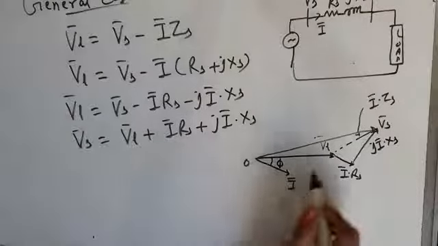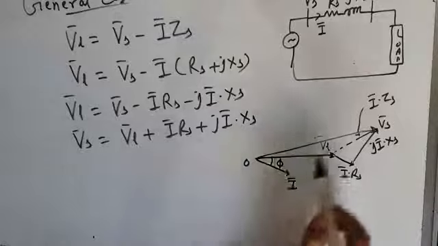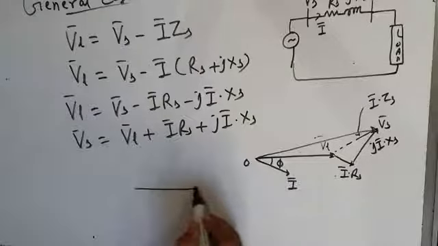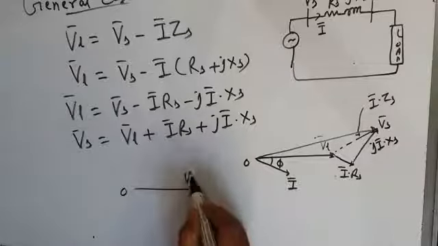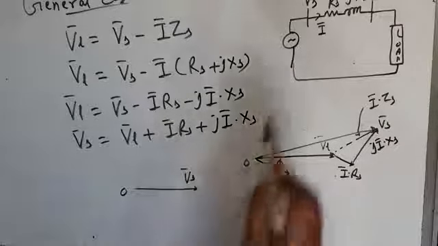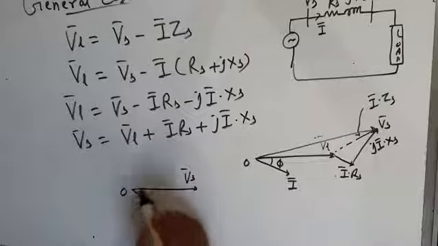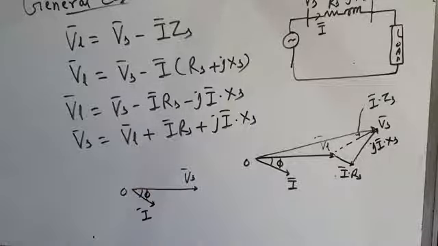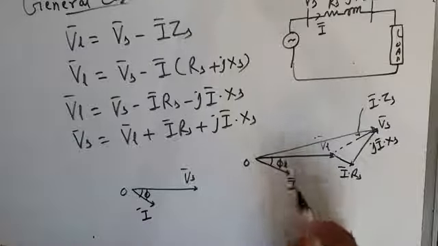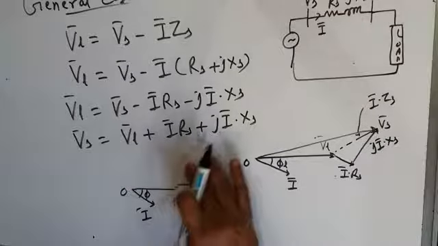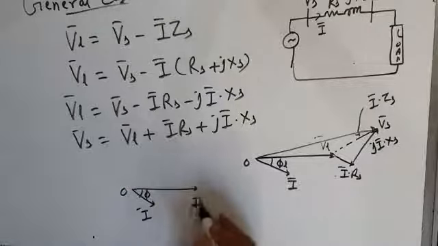Now we can draw the same phasor diagram if you take source voltage as reference. This is source voltage Vs, which I am taking as reference. Again the current lags behind the voltage by a certain angle phi. Here it is the load phase angle, and here it is the supply phase angle. Anyway, this is phi. So this is source voltage.